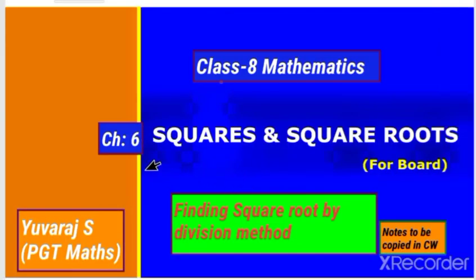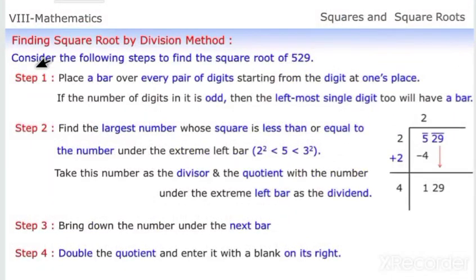Dear students, in this video we are going to learn how to find the square root of a number by the division method. This is one important method which you can use for any number to find the square root, even one that is not a perfect square. Consider the following steps to find the square root of 529.